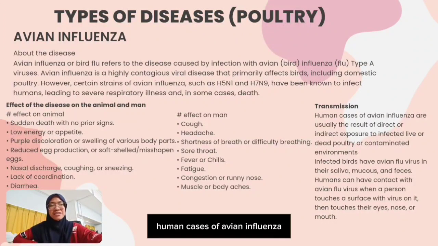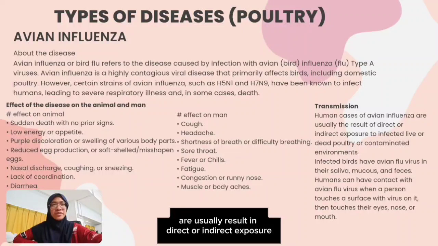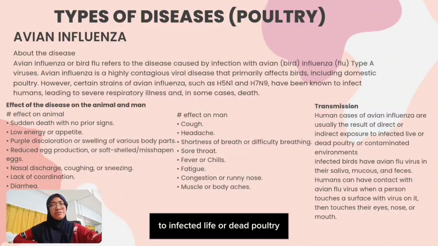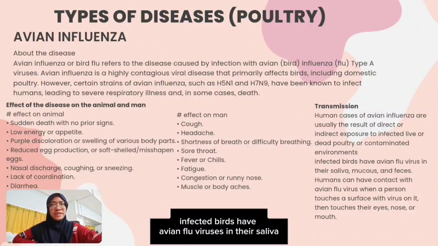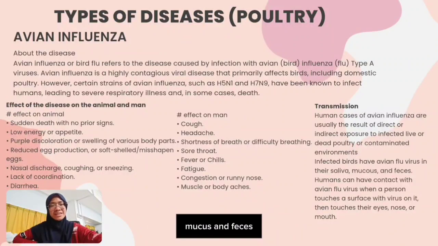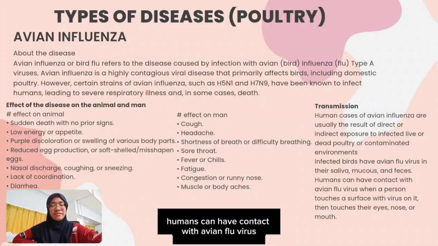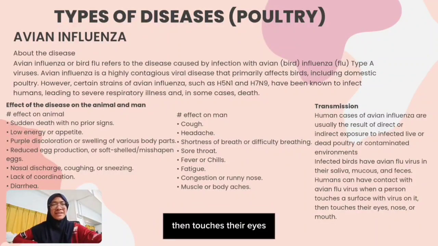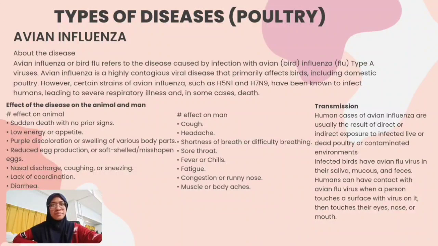Transmission. Human cases of avian influenza are usually the result of direct or indirect exposure to infected live or dead poultry or contaminated environments. Infected birds have avian flu virus in their saliva, mucus, and feces. Humans can have contact with avian flu virus when they touch a surface with the virus on it, then touch their eyes, nose, or mouth.